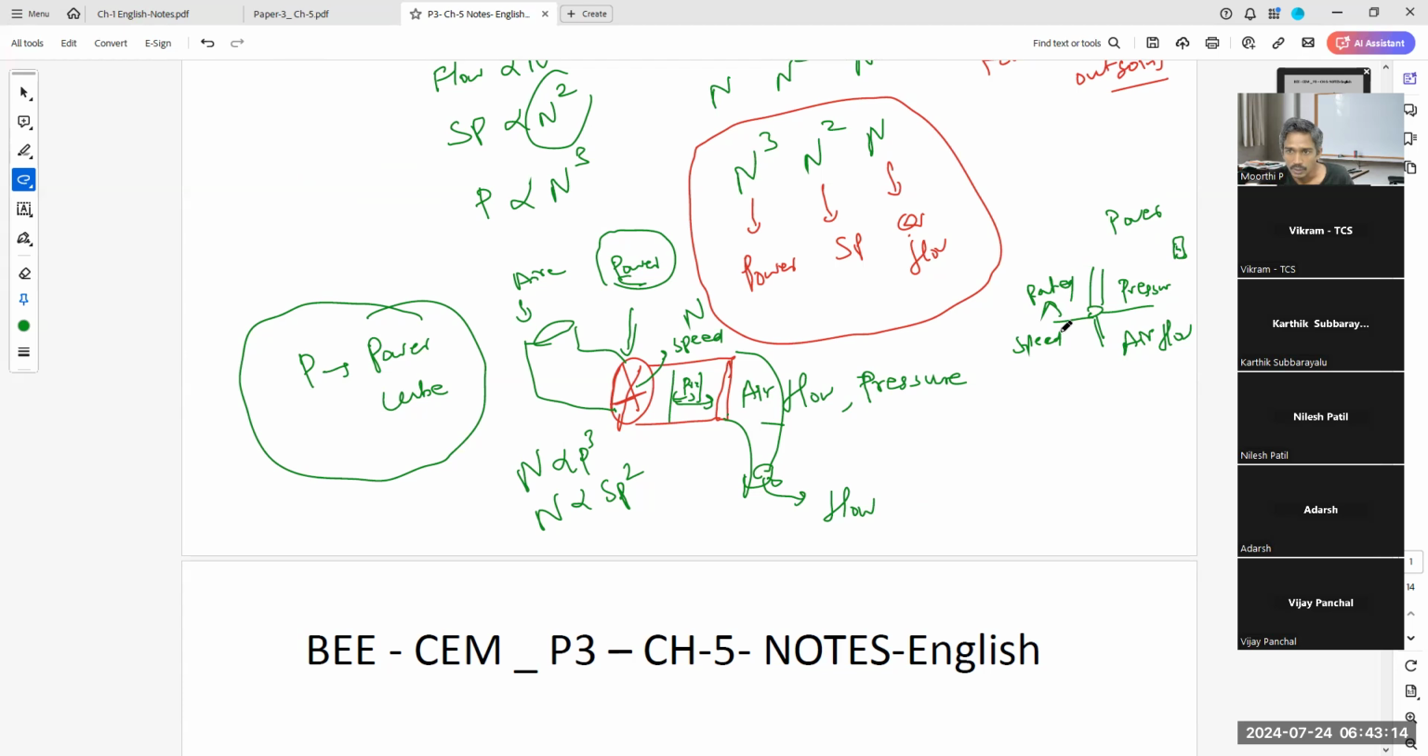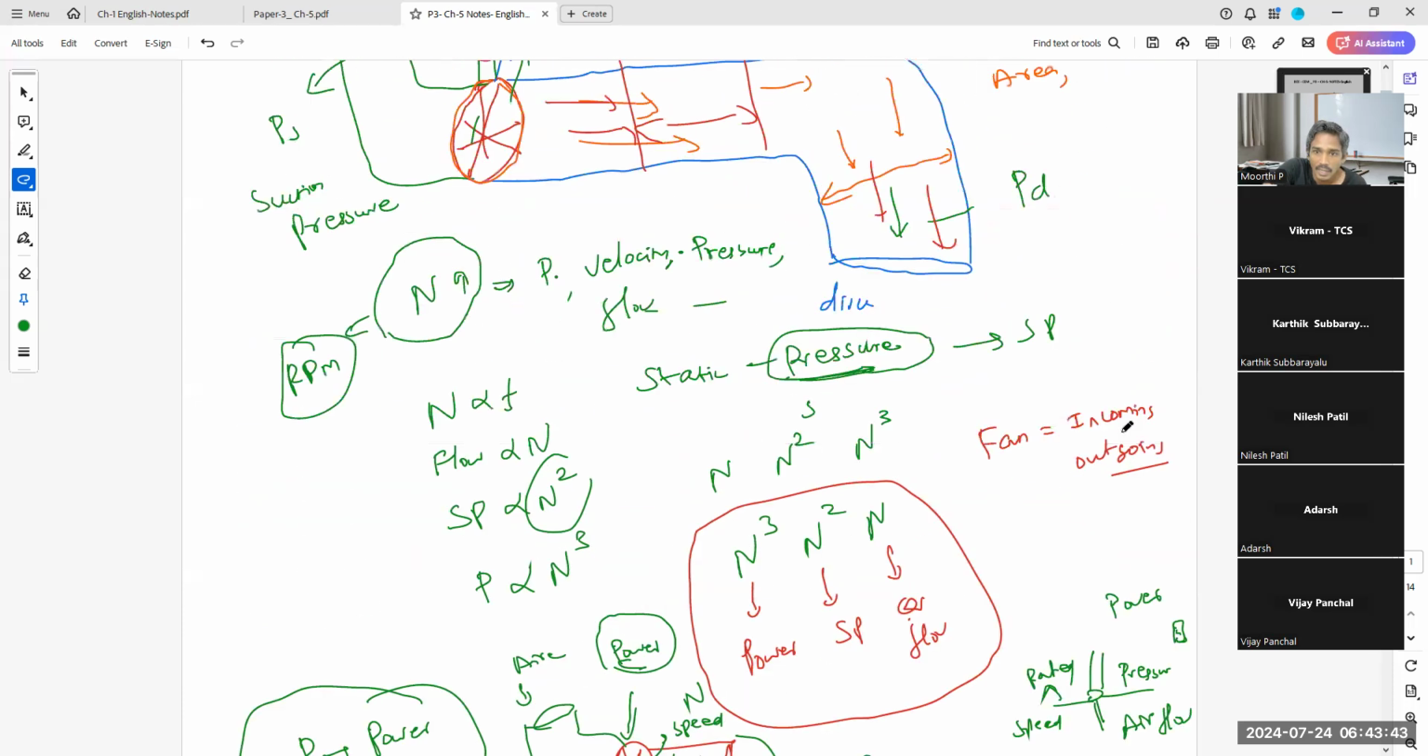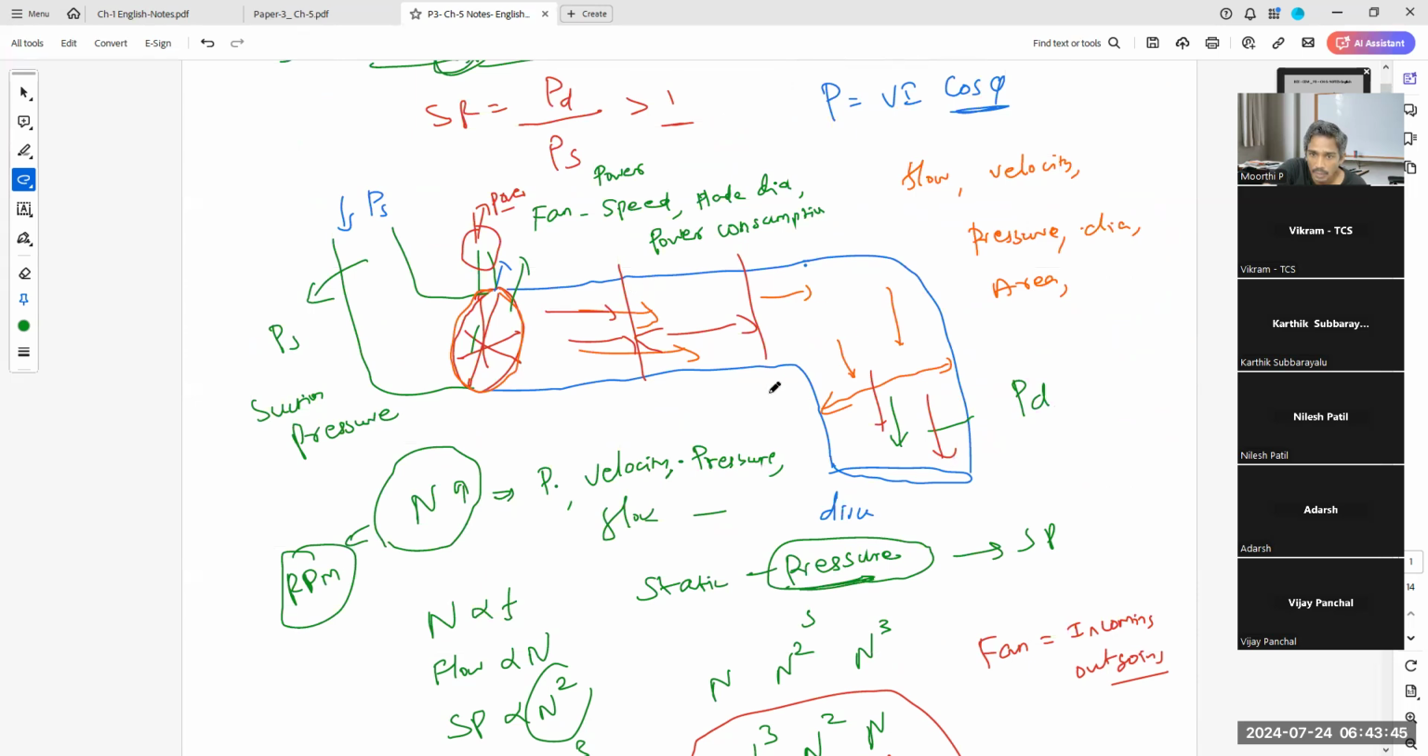Okay, whenever you switch on, the fan consumes power, then power is directly proportional to N cube. Then what will happen? Pressure is created. The fan rotates, it will create pressure. Then speed, static pressure is equal to N square. Then finally airflow. You feel the airflow, then it is equal to N. This is the basic formula.